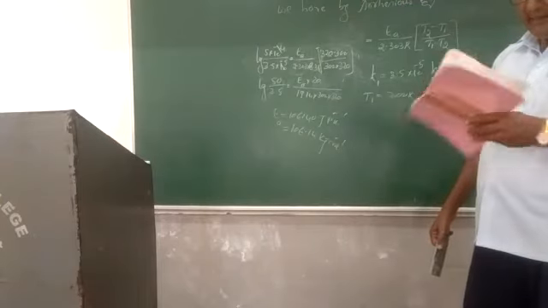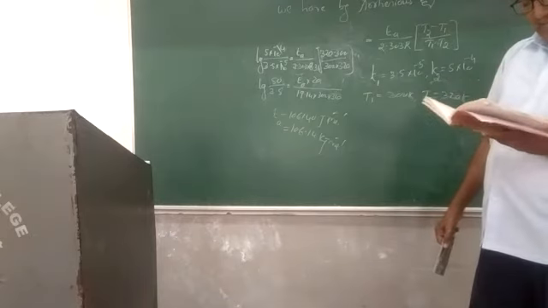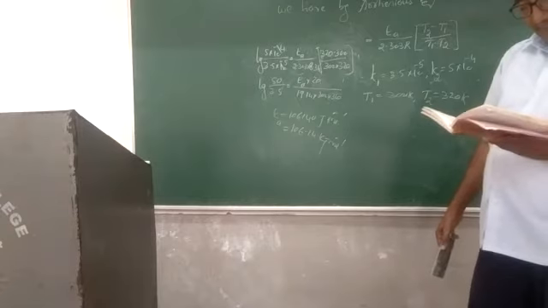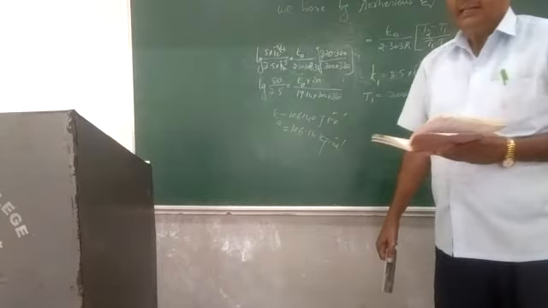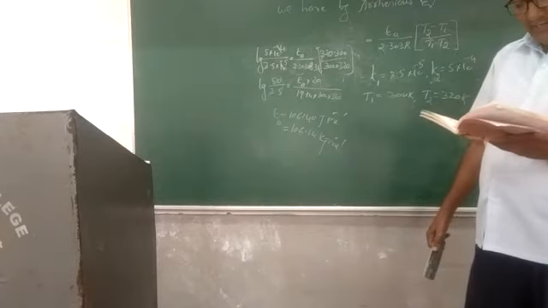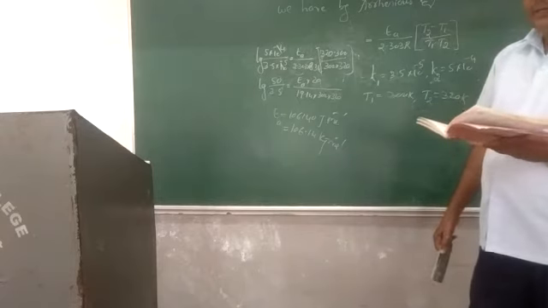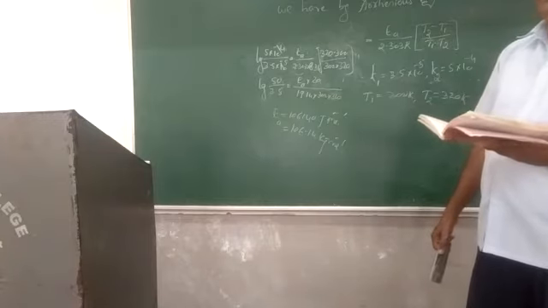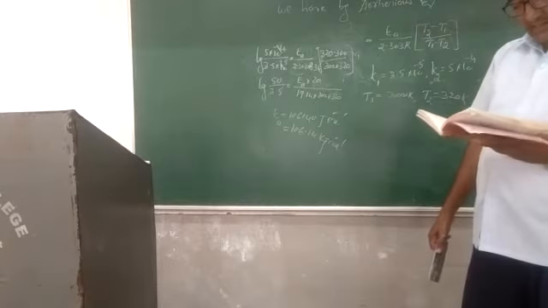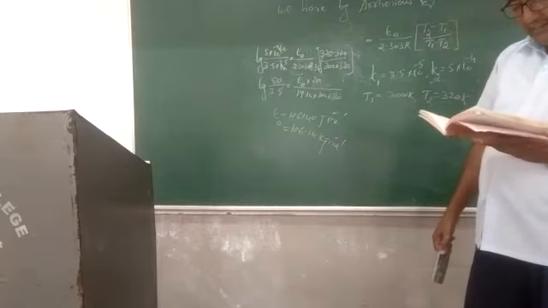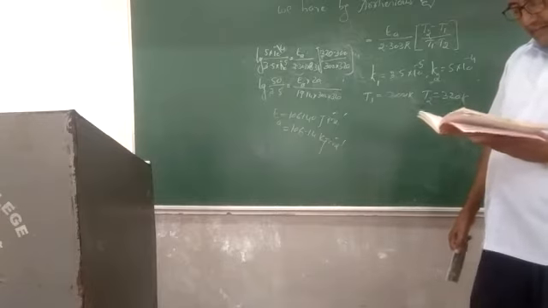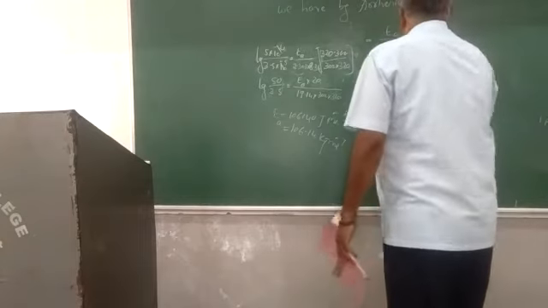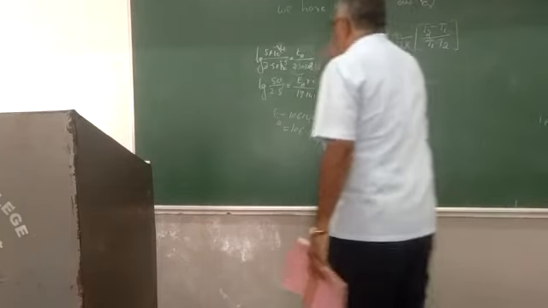Then take another example. The rate of reaction triples when temperature changes from 20 degrees Celsius to 50 degrees Celsius. Their temperature is given in degrees Celsius. Calculate Ea for such a reaction. Here the value of R is same, that is 8.314 joules per Kelvin per mole.